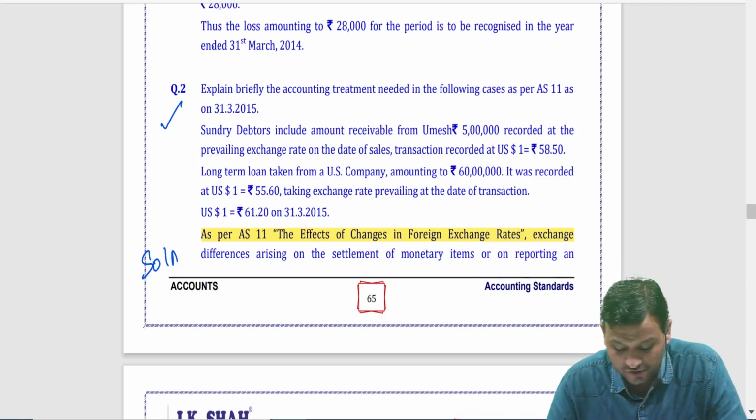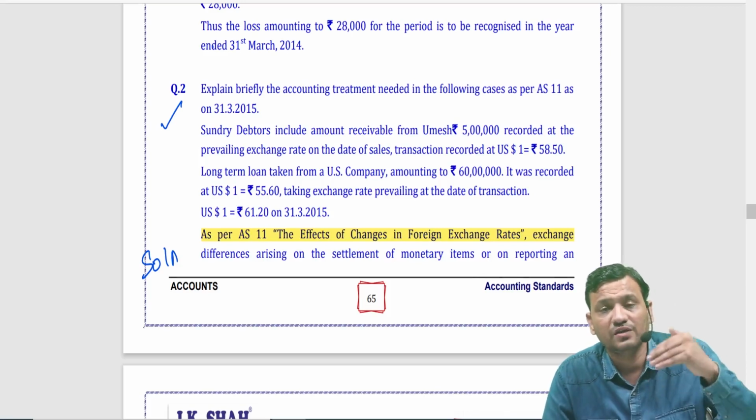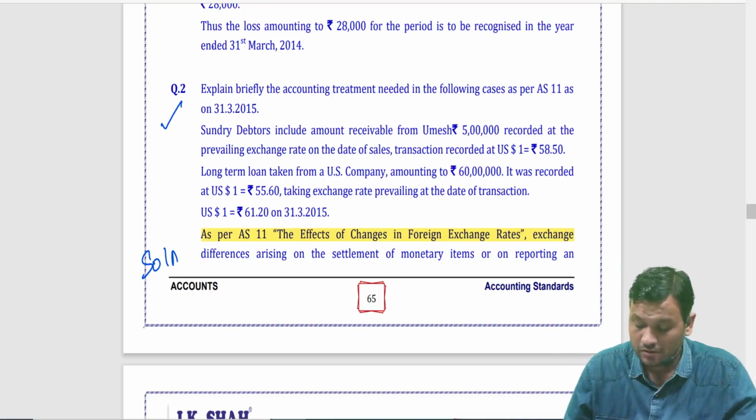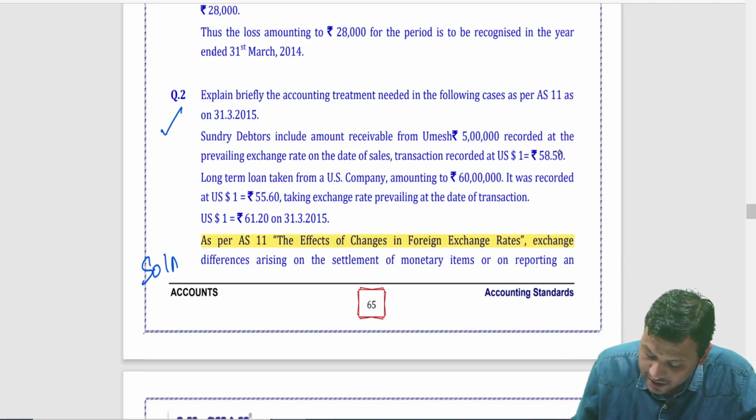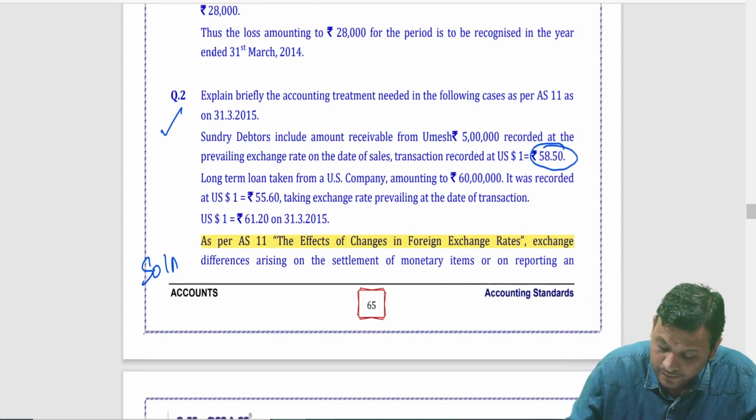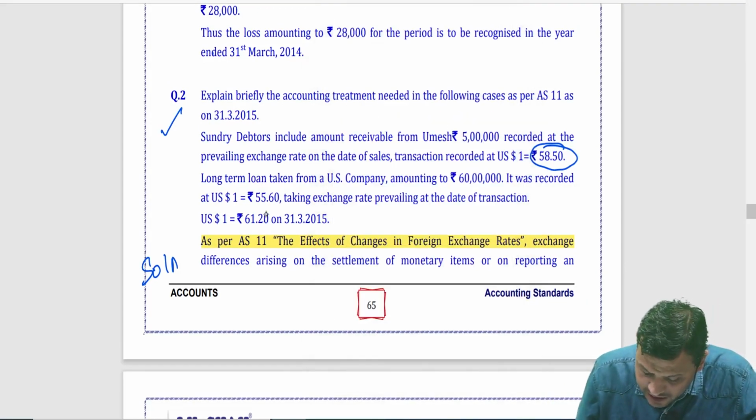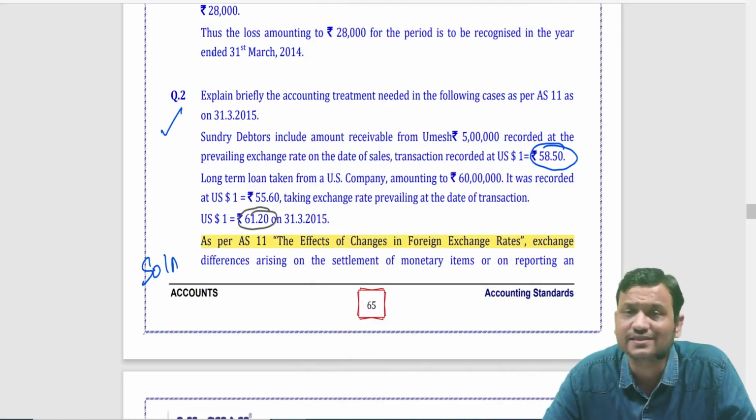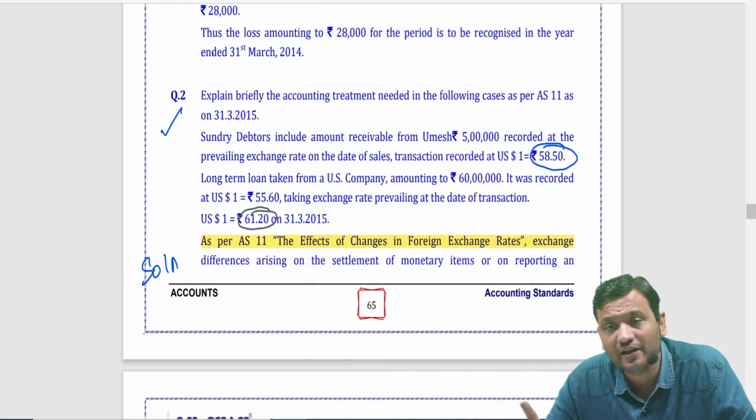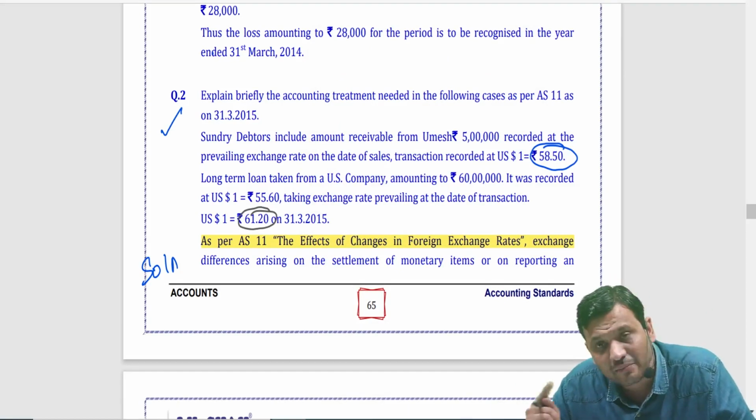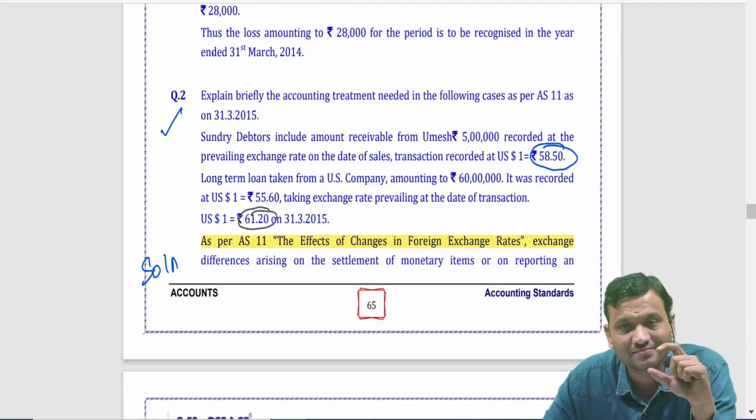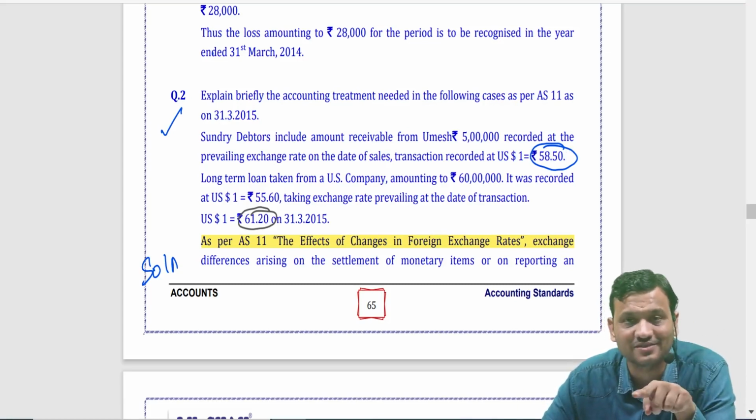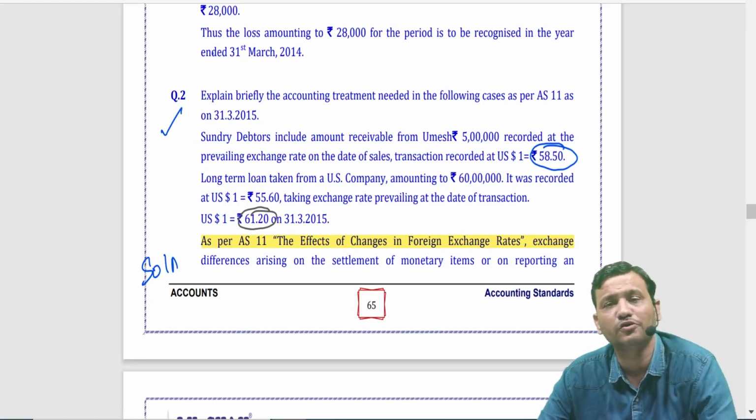Now, my dear students, first of all, for debtors, you have to convert this 5 lakh rupees into dollars and then find out the rate. The initial recognition rate is 58.50 and now the closing rate is 61.20. So obviously debtors have increased, so it is a gain. But it is not 5 lakh gain. Don't say 5 lakh divided by 58.50, you will get dollars. And the gain is nothing but 61.20 minus 58.50 into those dollars. This gain will be credited to profit or loss account immediately.